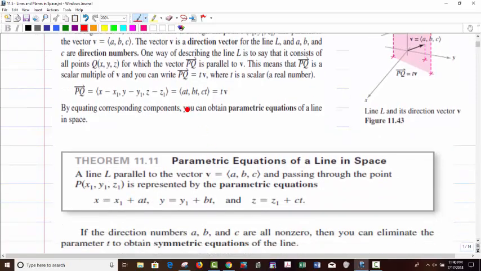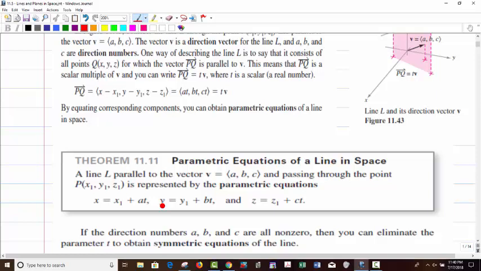Now by equating these corresponding components, for example, if you set x minus x1 to at and then move the x1 over, you come up with this equation right here: x equals x1 plus at. Same thing with the y. If you move the y1 over with the bt, you would have y equals y1 plus bt, and then you have z equals z1 plus ct.